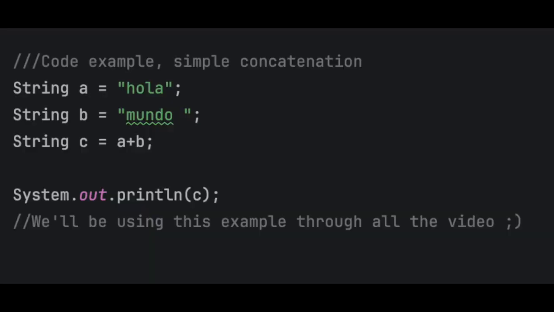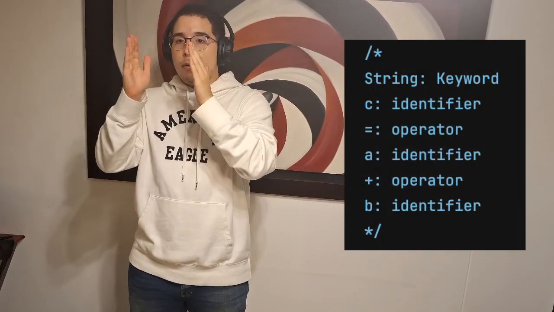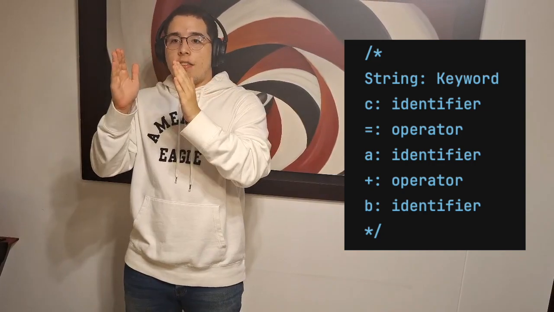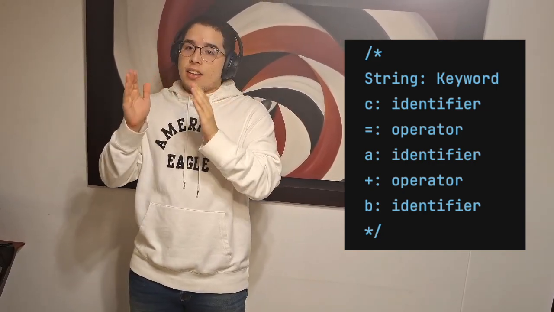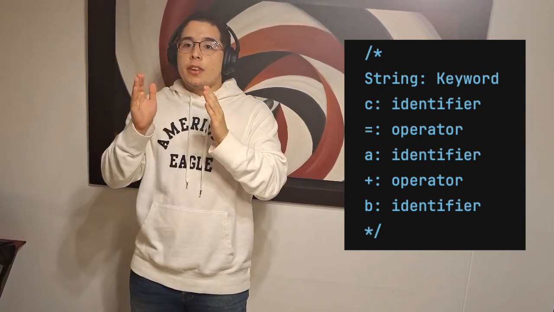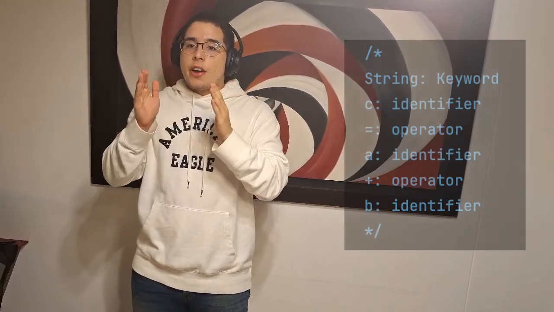Let's say we have string C equals A plus B. In this case, the token string would be: string is a keyword, C is an identifier, equal is an operator, A is an identifier, plus is an operator, B is an identifier, and the semicolon is a separator. The first step also eliminates our comments and the white spaces.